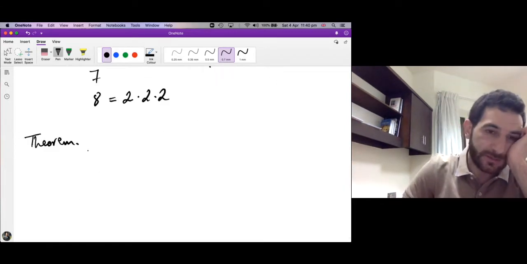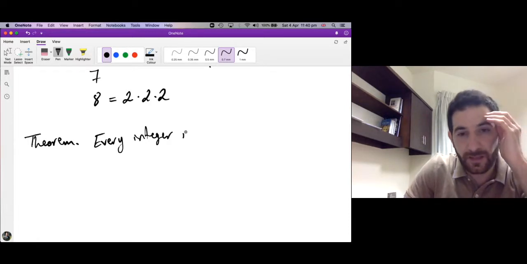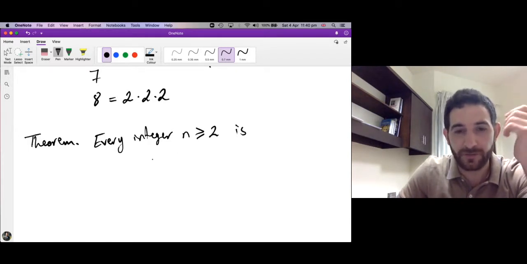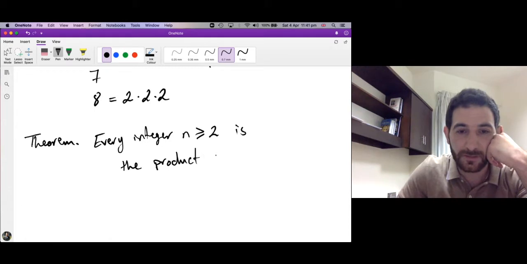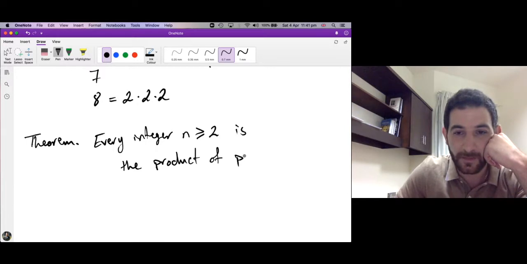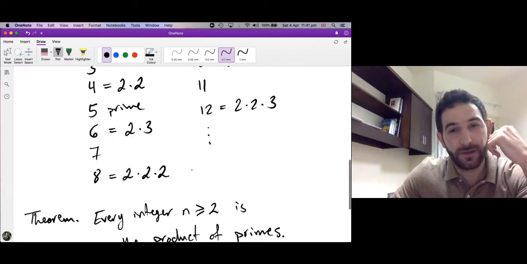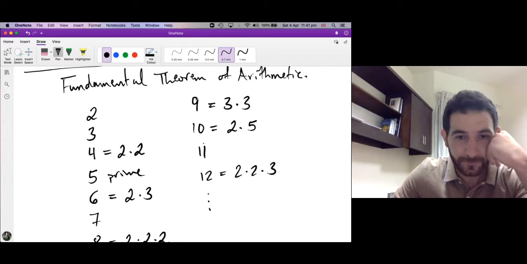Okay, so what is the theorem? That every integer n, which is bigger than or equal to 2, is a prime or the product of primes. So the product of primes includes the case of being a prime. Okay, is the product of primes, or can be written as a product of prime numbers. Okay, so we want to prove this. What we did here is not a proof, it's just testing the statement.